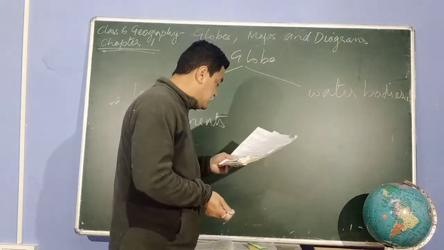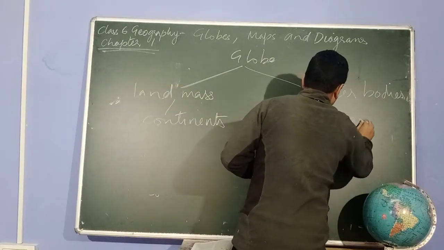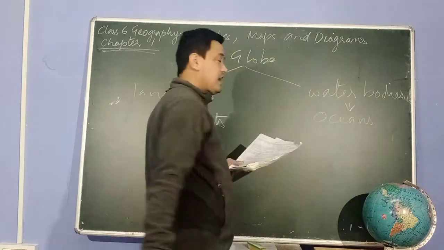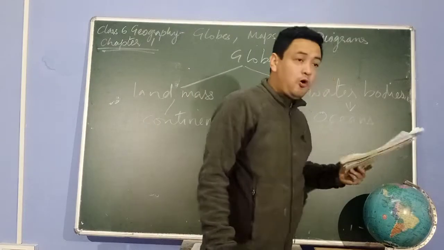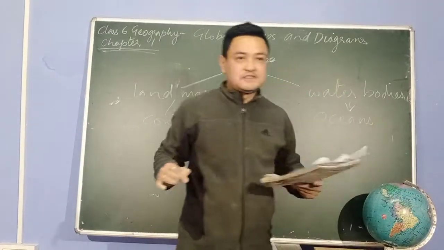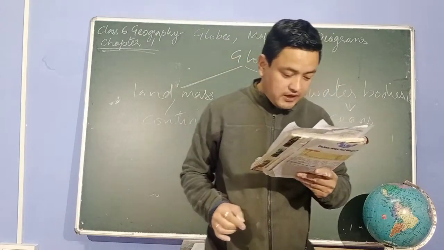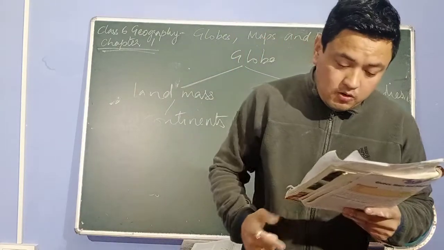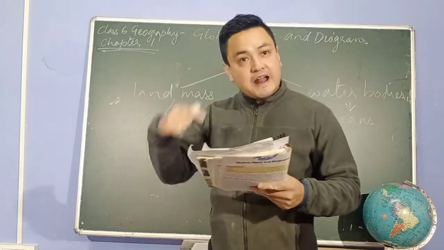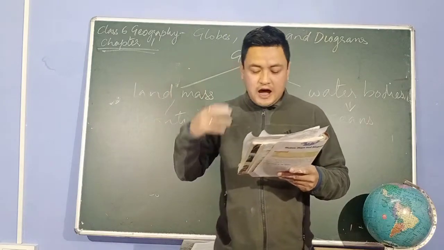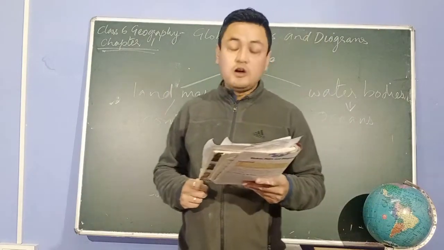But large bodies of water that are found on the globe are called oceans. There are rivers also, there are lakes also, but I am talking only about oceans. You don't find rivers, lakes, etc. on a globe because it is not so detailed. So, how many oceans are there? Pacific Ocean, Atlantic Ocean, Indian Ocean, Arctic Ocean, and Southern Ocean, according to the size of the oceans.